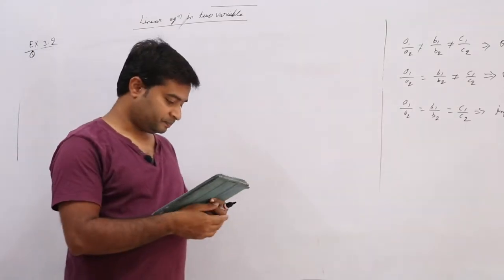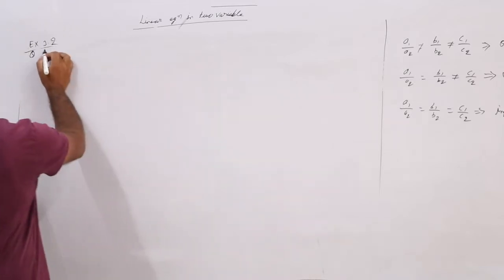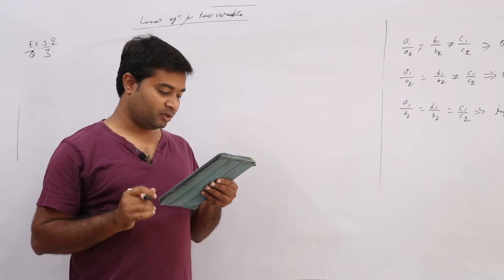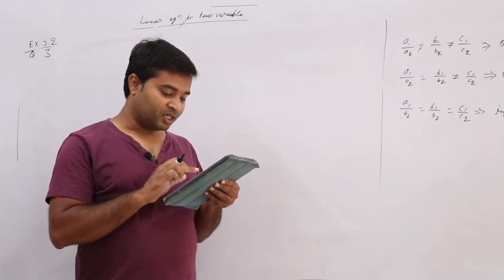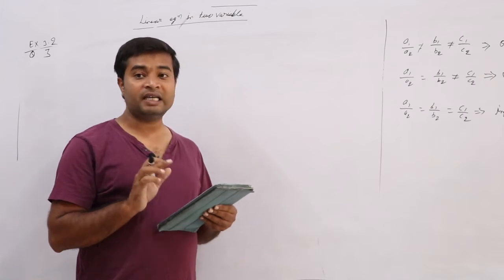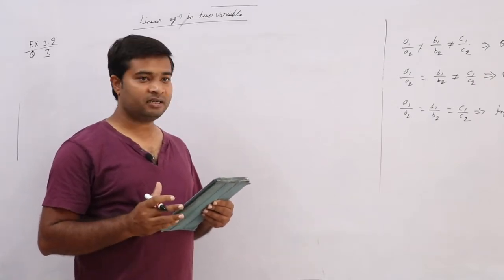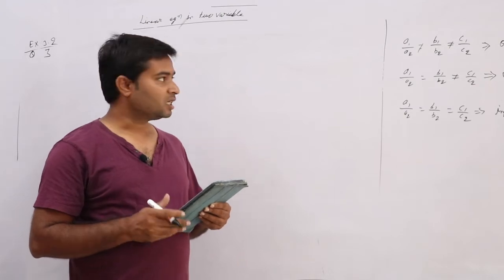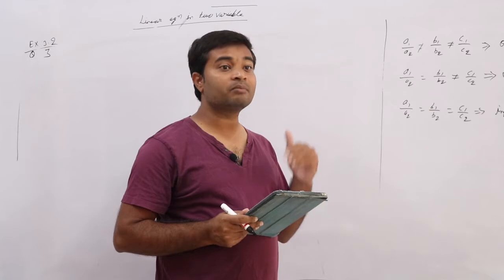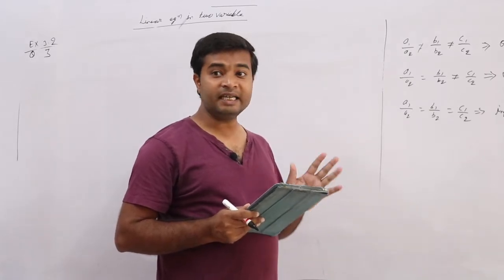See, next question. Question number 3. It says, on comparing the ratio A1 by A2, B1 by B2 and C1 by C2, find out whether the following pair of linear equations are consistent or inconsistent. I didn't teach this one, right? Consistent means at least we can get some solution. If we can't get any solution, that is called inconsistent.